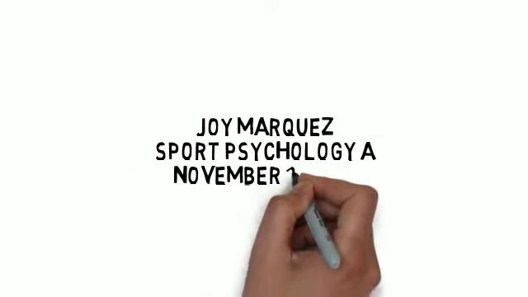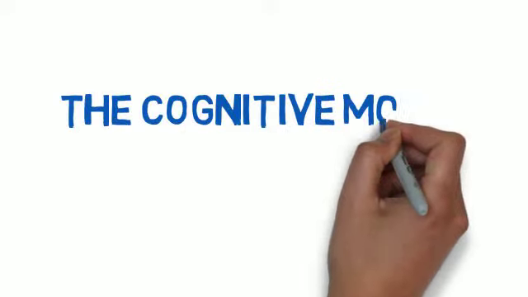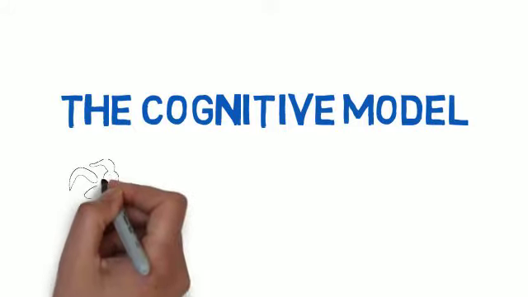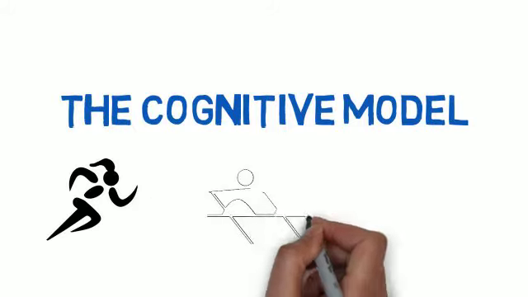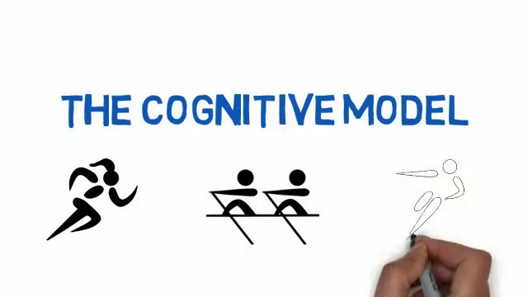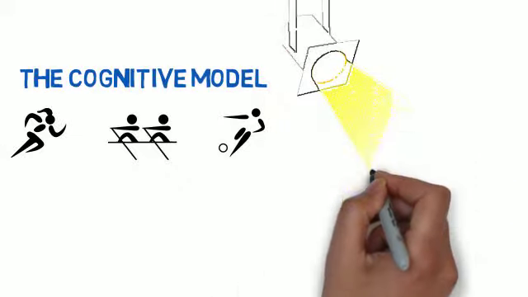My name is Joy Marquez, and I'm a master's student studying sports psychology at John F. Kennedy University. Today, I'd like to present the cognitive model as one of the theoretical perspectives that sports psychologists may use to understand and work with athletes.